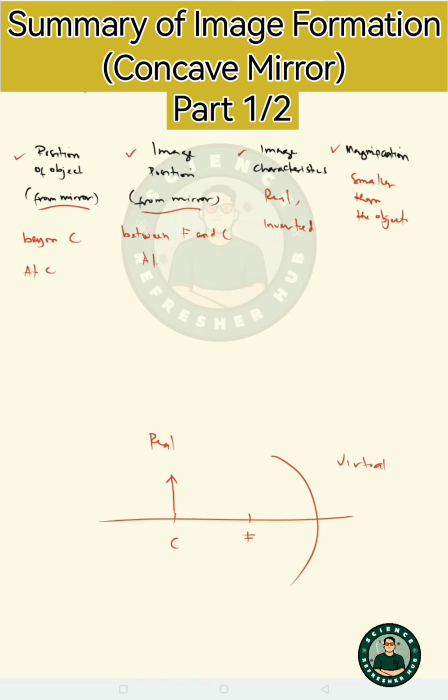Next, if the object is at C here, the image formed by the concave mirror will also be at C. Okay, and the image will be formed there. It's going to be real, on the real side of the mirror, and still inverted. But this time the magnification is the same as the object. So let's assume that it's going to be like this. All right, the image formed is like this.